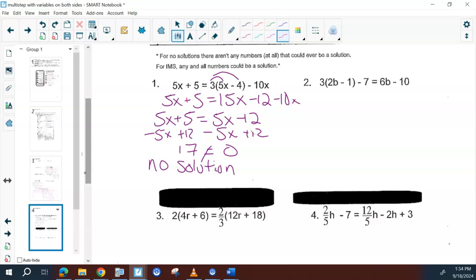Now you could accidentally get no solution by accidentally canceling out your variables, so be careful. If you were to check this algebraically, you could pick whatever number you want. No number will ever work for this. You could test it out a billion times with different numbers, but it would never work. Okay, questions on that before we do the other one?